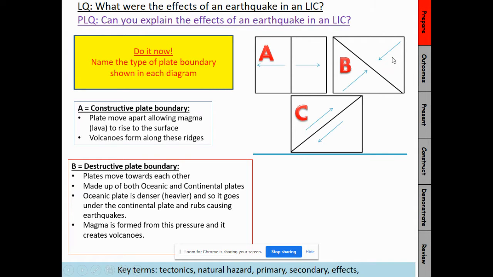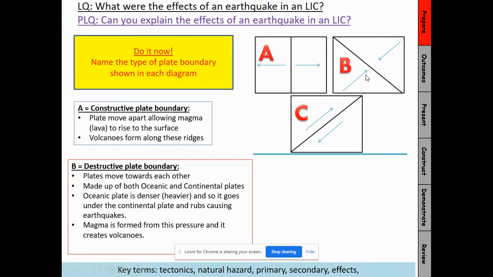Then we've got B. B is called a destructive plate boundary. You'll see with the arrows that they are moving towards each other. That is the plates moving towards each other. Now, on the destructive plate boundaries, you have two plates. Quite confusing, we use a lot of the same words: we use plates, we use margins, we use boundaries. But what we have is the two main plates. This is the boundary or the margin, and these are the plates.